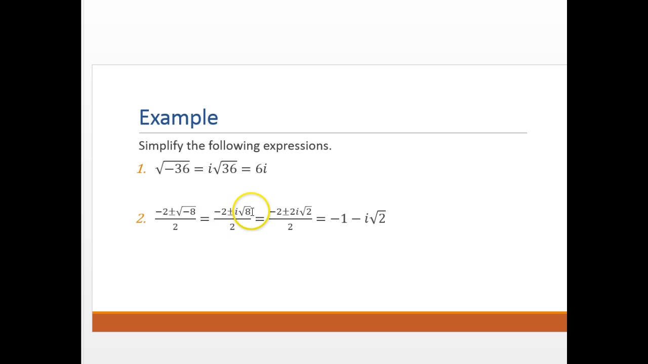I need to reduce the 8. The 8 is 4 times 2. 4 is a perfect square, which I can pull out, and the square root of 4 is 2. So i square root of 8 becomes 2i root 2.